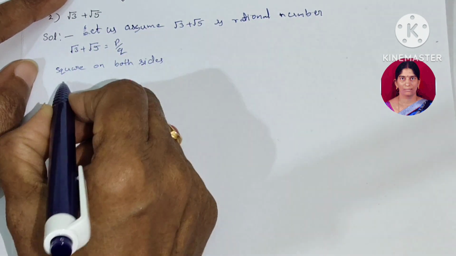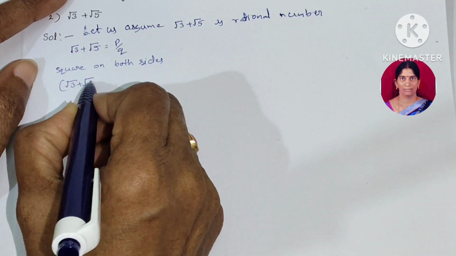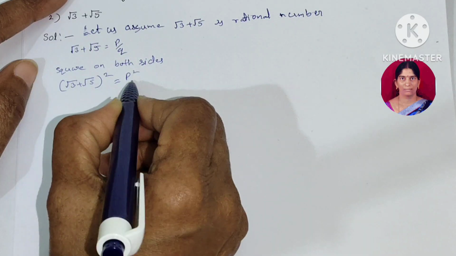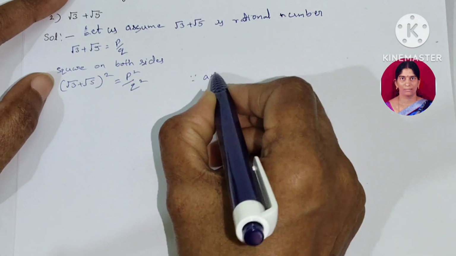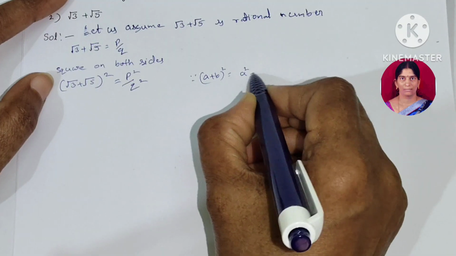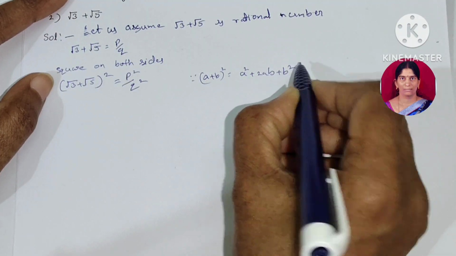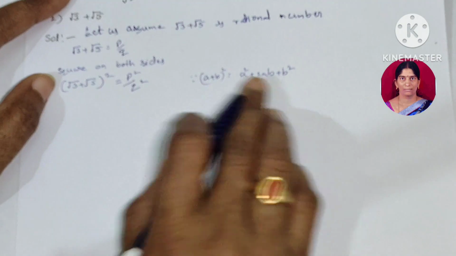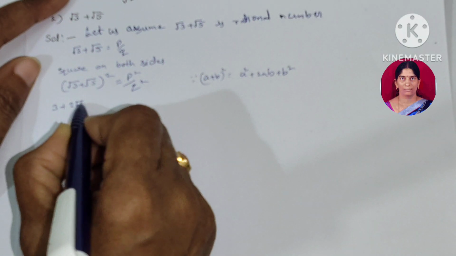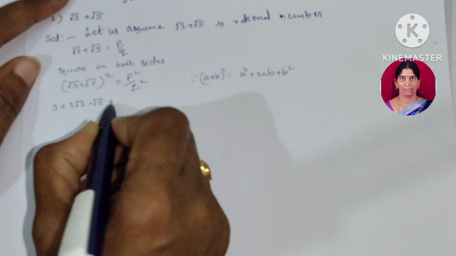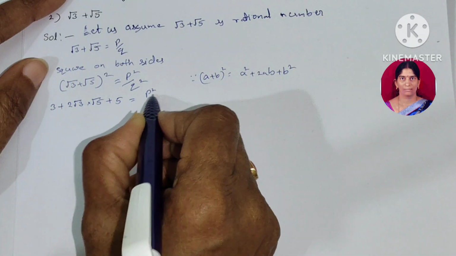Squaring on both sides means root 3 plus root 5 whole square equal to p square by q square. This is the a plus b whole square form. Already we know that a plus b whole square equals a square plus 2ab plus b square. Using this form, we write the expansion: 3 plus 2 into root 3 into root 5 plus 5 equal to p square by q square.